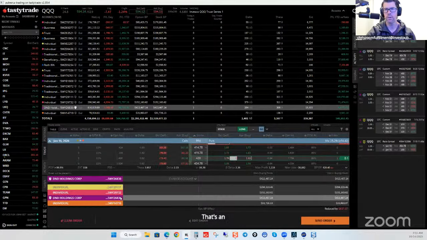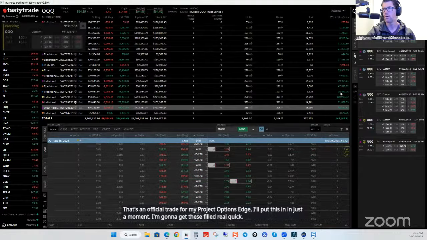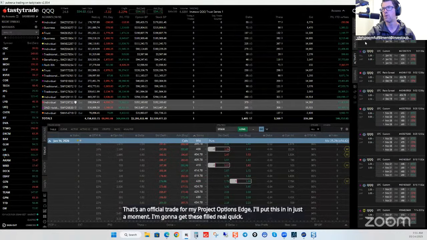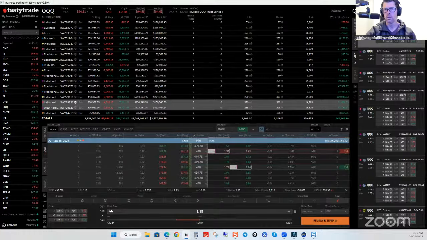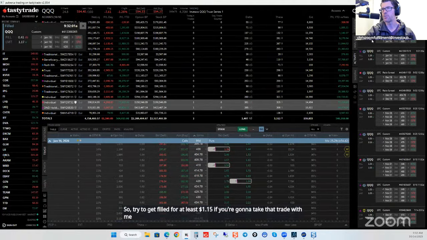That's an official trade for my Project Options Edge. I'll put this in just a moment. I'm going to get these filled real quick. So try to get filled for at least $1.15 if you're going to take that trade with me in Project Options Edge. I'm getting filled for $1.17, $1.18.